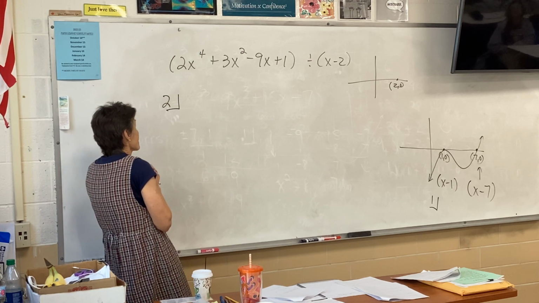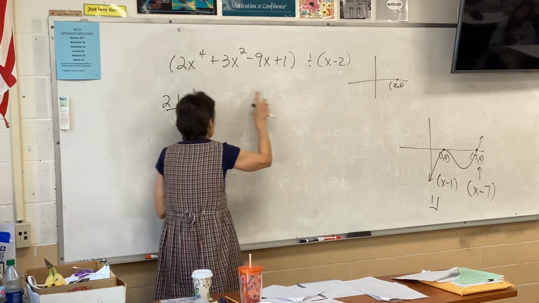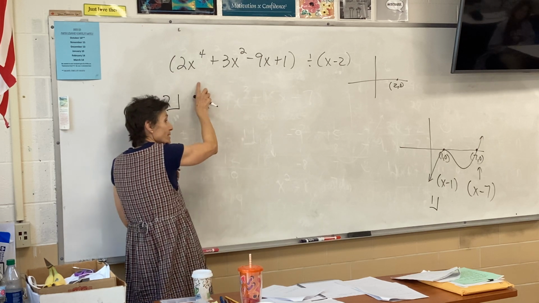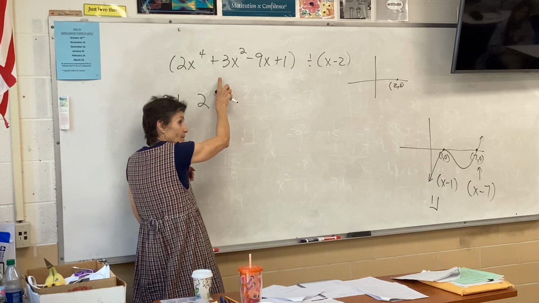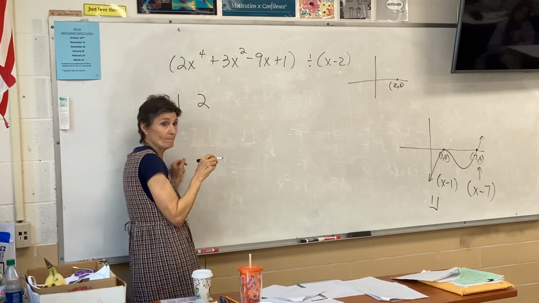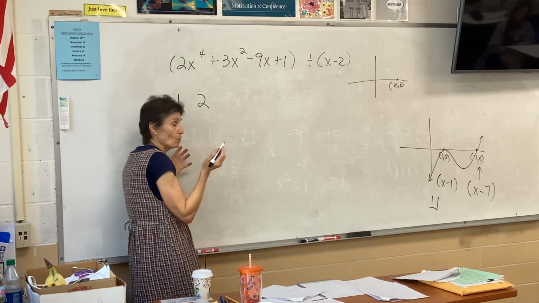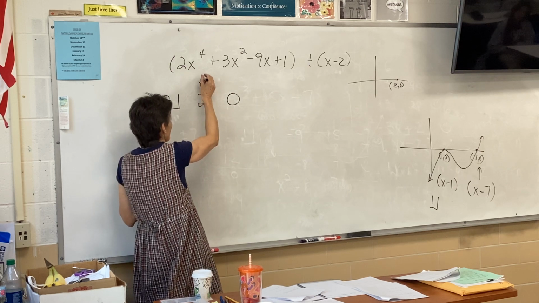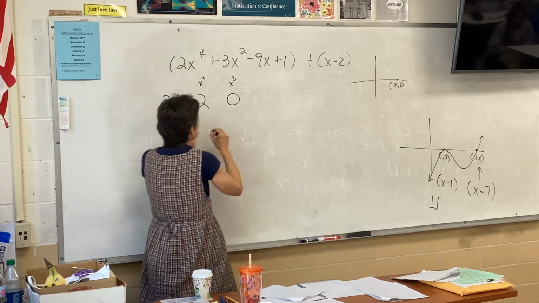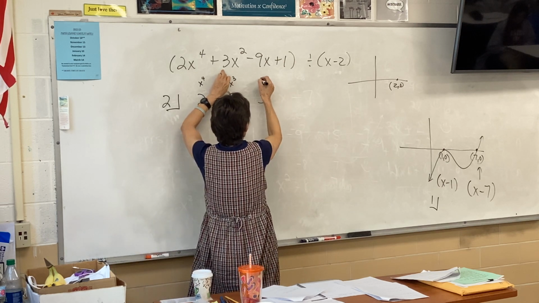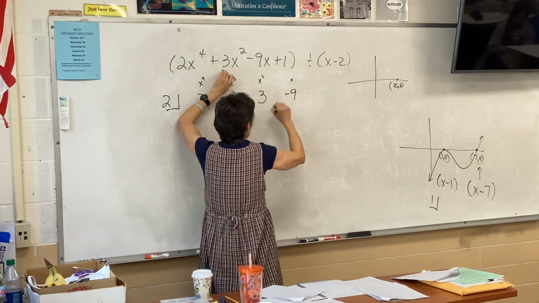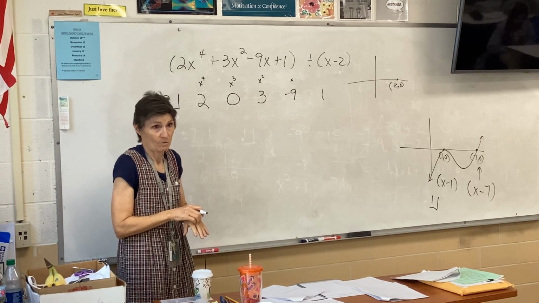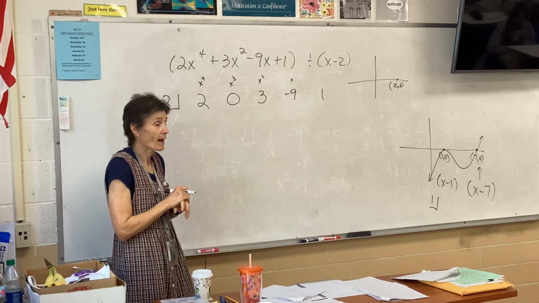Now, when I write down all the numbers in the problem, so I start with 2, I have to be really careful. Do you notice anything right here? 0. The x cubed term is not there, which means I have to put a 0. So this is my x to the 4th term, this is my x cubed term. Now I have my 3, which is my x squared, my negative 9, which is my x, and my 1, which is my constant. You will not get the right answer if you don't put that 0 in there. You have to put that 0 in.